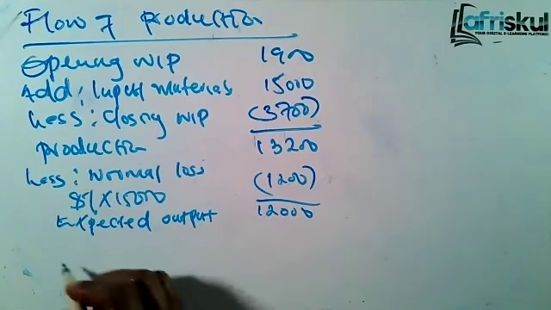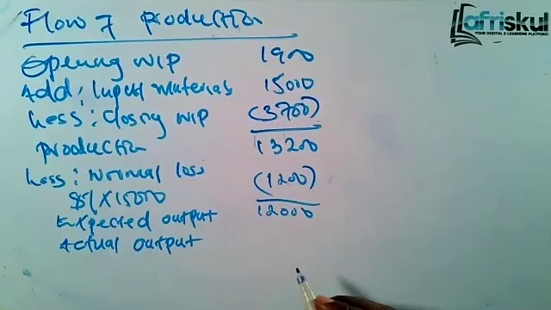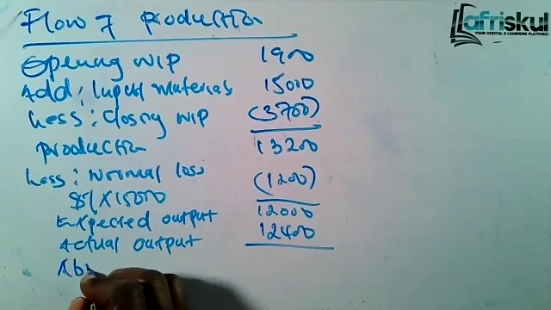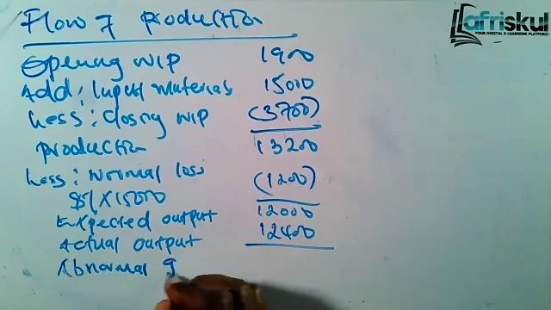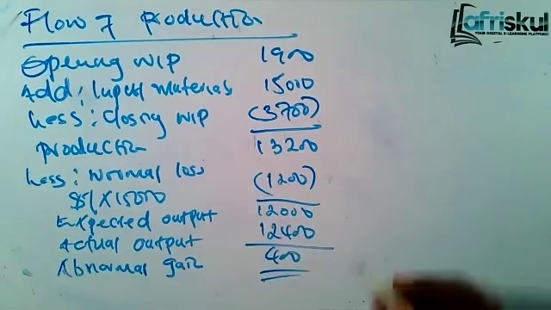You compare it with the actual output. The actual output is provided, which is 12,400, note number 2. So we expected to produce 12,000 units, but 12,400 units were produced. So the actual output is more than the expectation. The difference we said is abnormal gain, which is 400. So we gained abnormally by 400 units. That is the flow of production. Whether you're using FIFO or weighted average, you must come up with that statement.